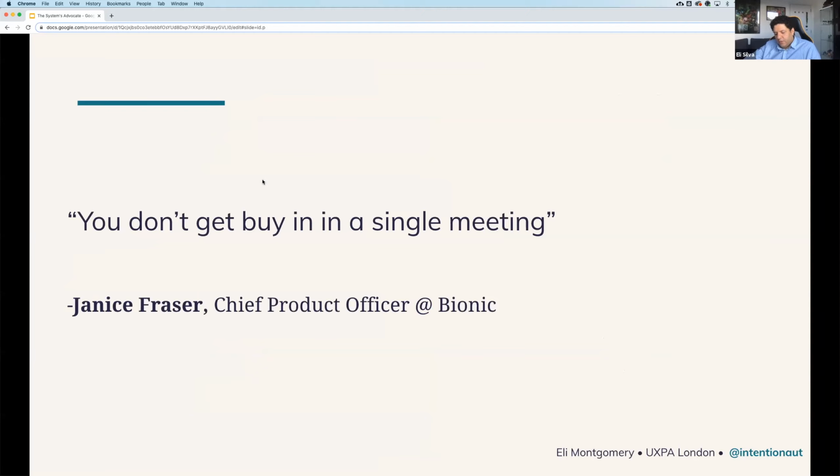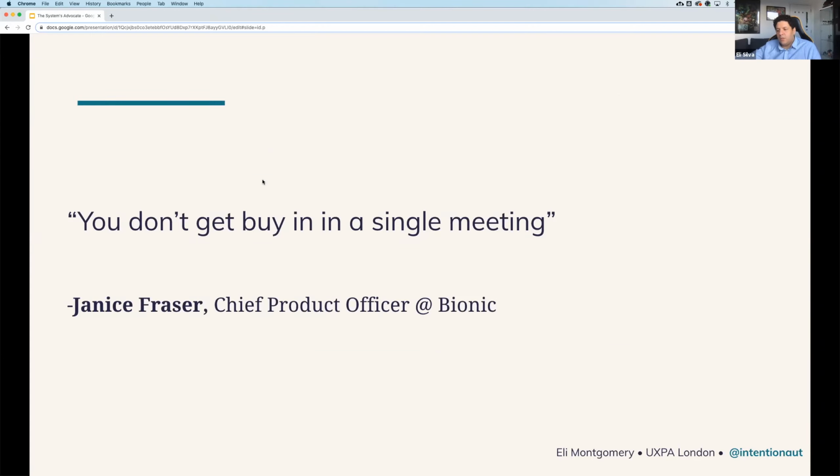One of the things that I think is really important here to remember is that you don't necessarily get buy-in in a single meeting. It is a process, right? And your customers and the people that you're working with are invested in their own success, and you have to continuously work at it. The sales of a design system is a process. And I think that that is so important.